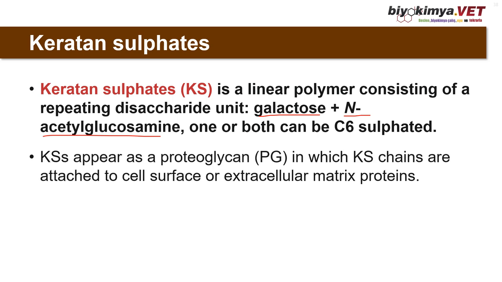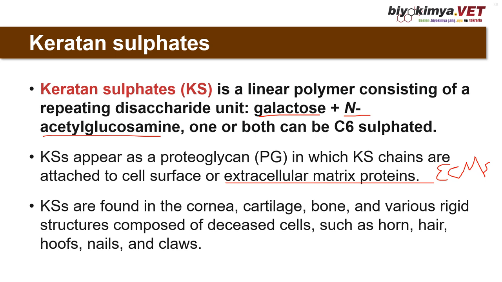Keratan sulfates appear as proteoglycans in which keratan sulfate chains are attached to cell surface or extracellular matrix (ECM) proteins. Keratan sulfates are found in the cornea, cartilage, bone, and various rigid structures composed of dead cells, such as horn, hair, hooves, nails, and claws.